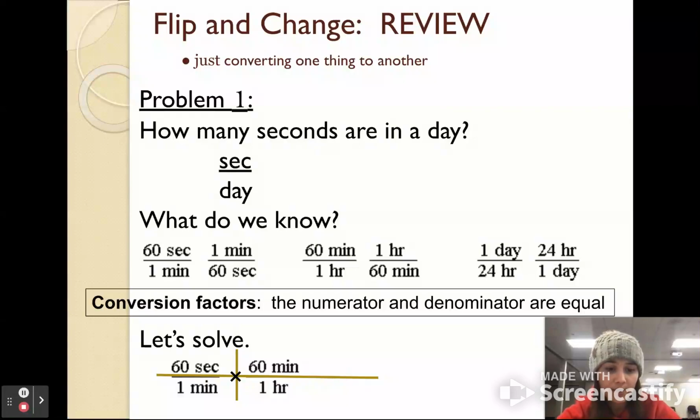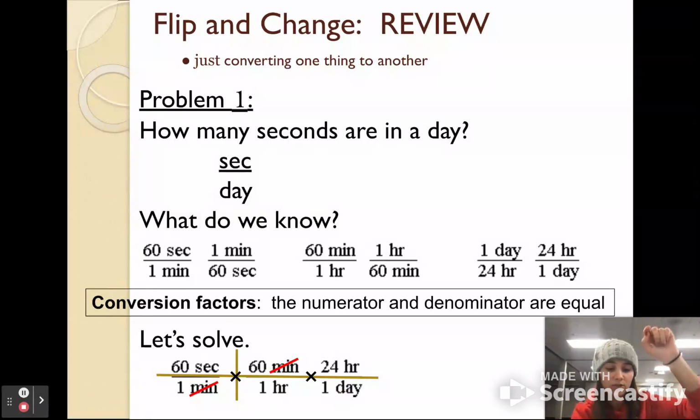So if you're looking at my conversion factors, you should have picked 24 hours being at the top, 1 day at the bottom. So as you can see, all my units canceled except seconds over days, right? Which is the unit up top that we wanted in the first place.